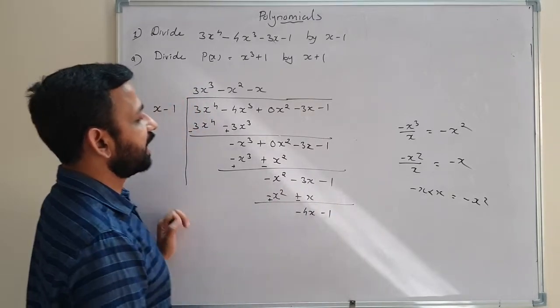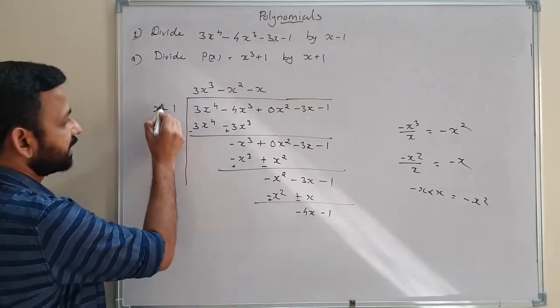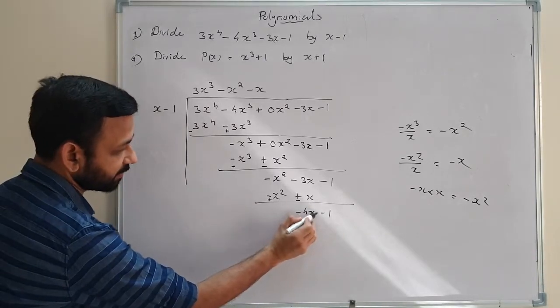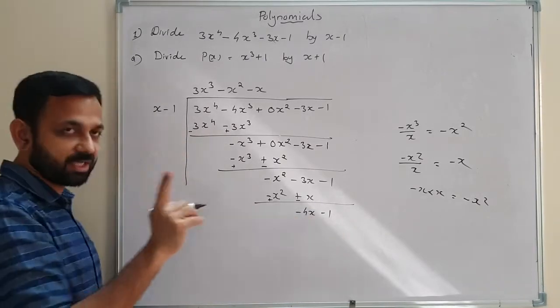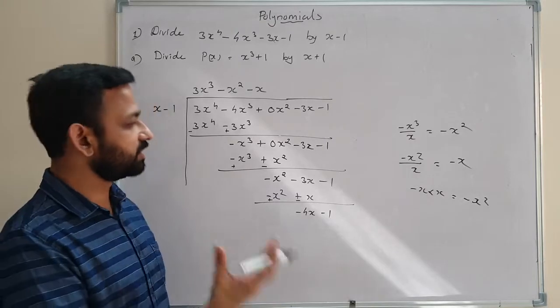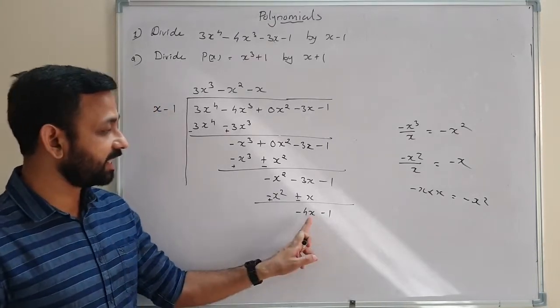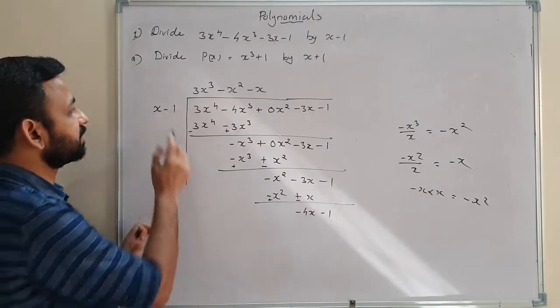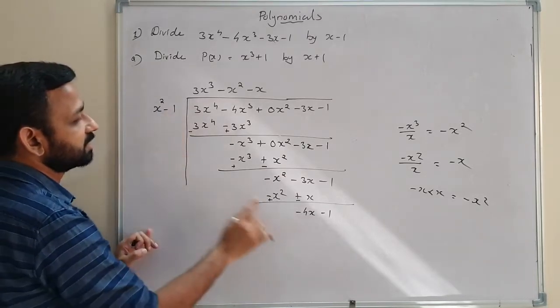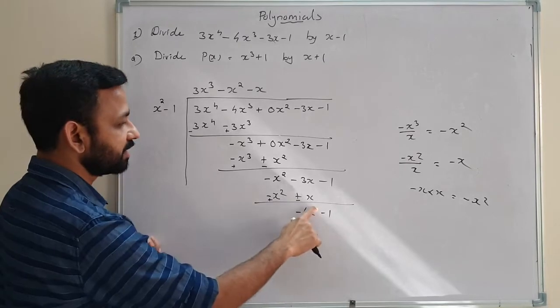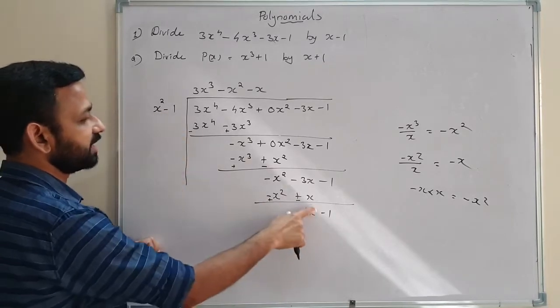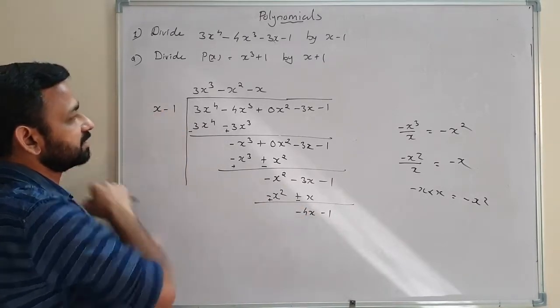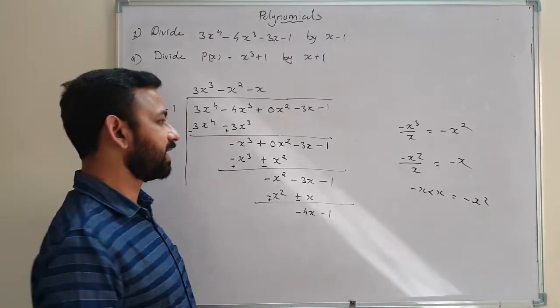Rest of the term. And here the degree of the remainder is 1, the degree of the divisor is 1, equal. So we have to continue this division till we get the degree of the remainder less than the degree of the divisor. Suppose it is x square here, then we will stop, because here 1, here 2, this degree is less than this one. But here it is the same, so we have to continue that division.